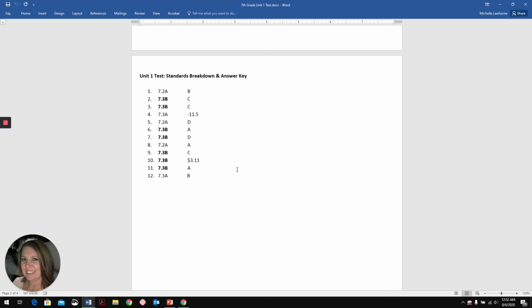Now, the last thing I wanted to look at is how did we come up with this composition for these unit assessments? So let's take a look.